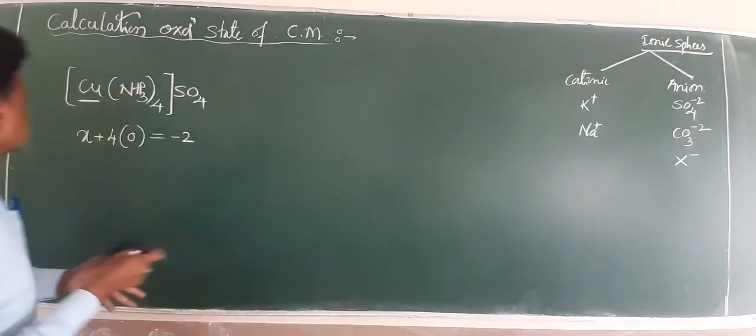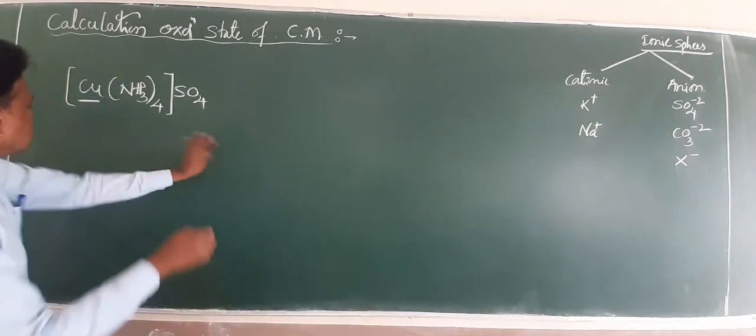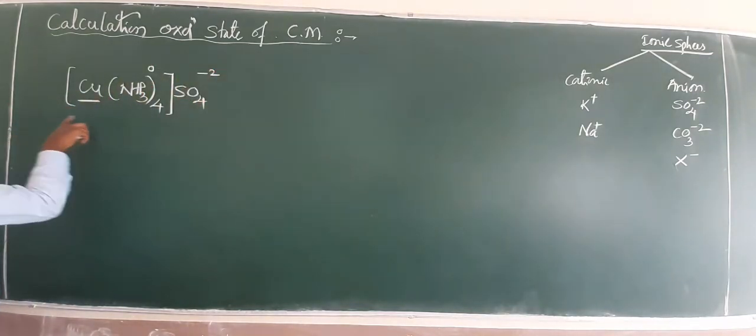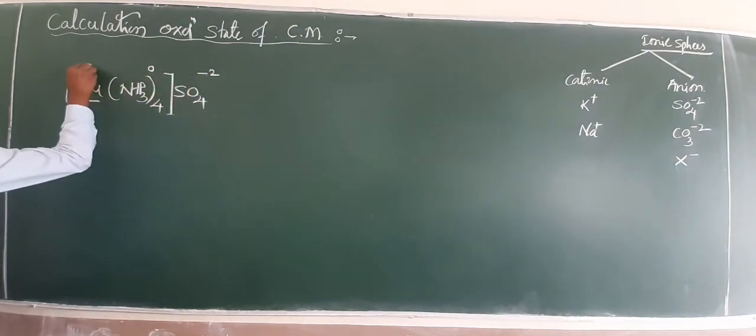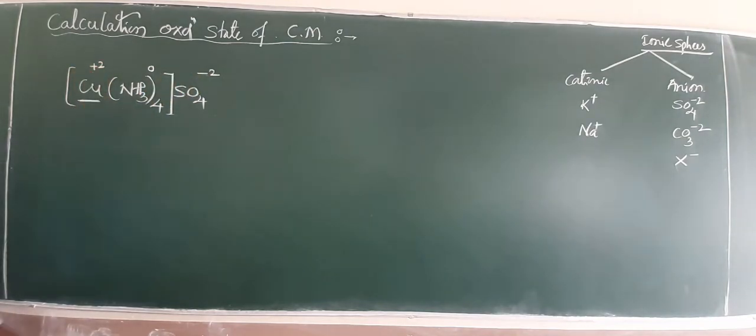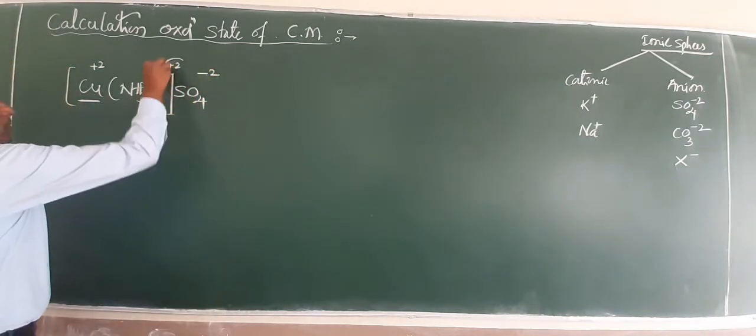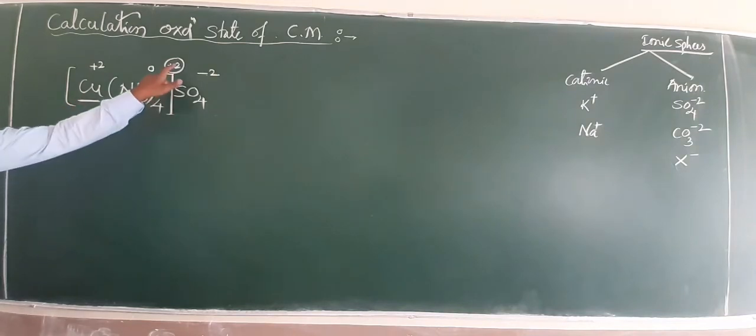Based on this, you can easily calculate the whole charge of the complex. The net whole charge of the complex becomes 0, that's why it's minus 2, the copper is plus 2. Obviously, the whole charge of this complex becomes plus 2.